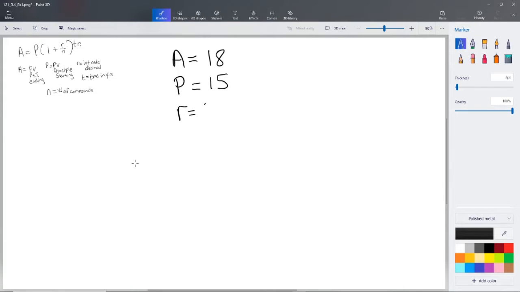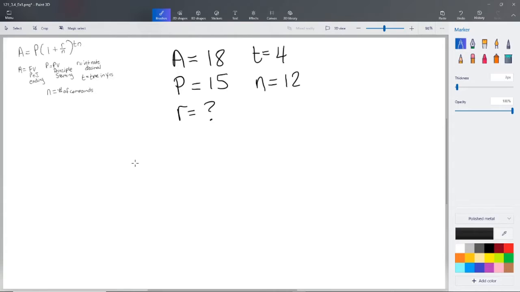All right. Now we don't know the R value. The interest rate, that's the unknown piece, so that's where we're going to put the question mark. The time, we know the time. It's going to be 4 years, they said. And then it's going to be compounding monthly, so our N value is going to be 12. All right, so now we know everything there is to know. Let's set this thing up.